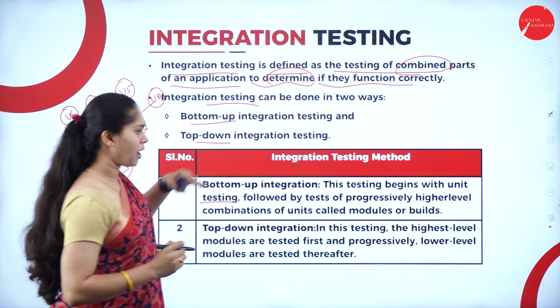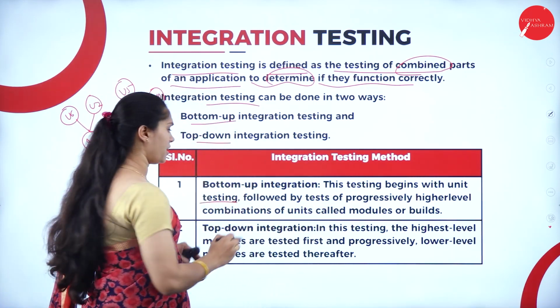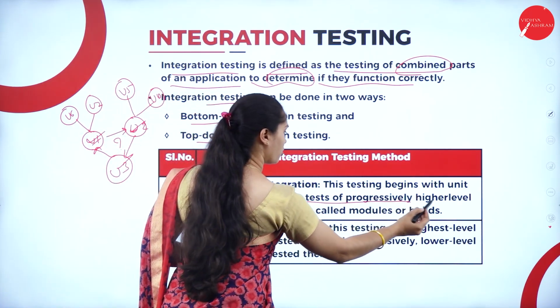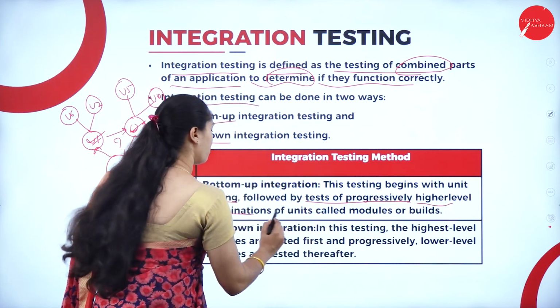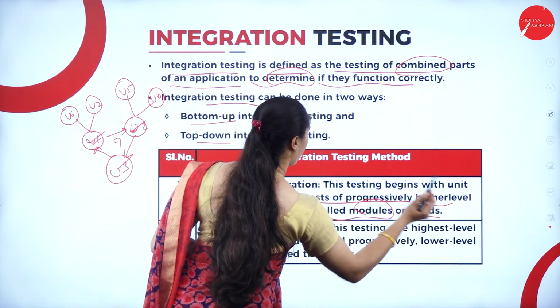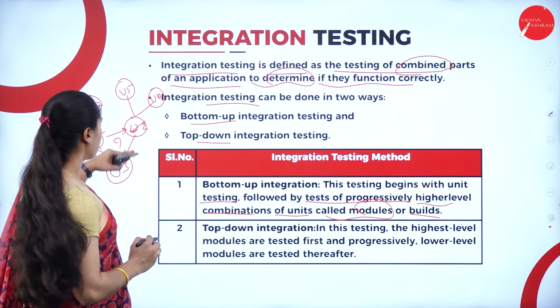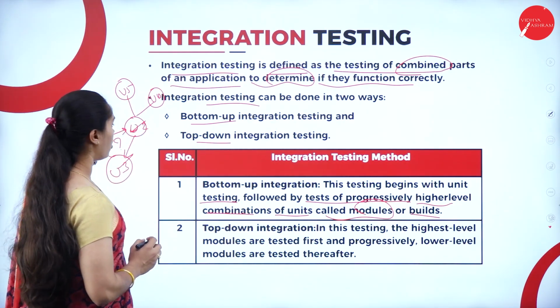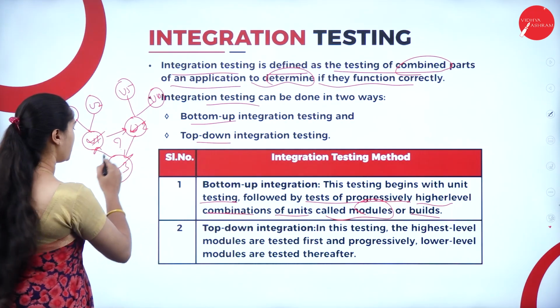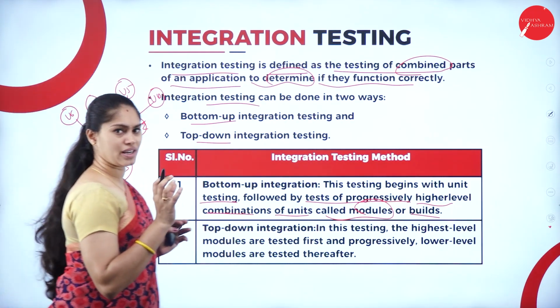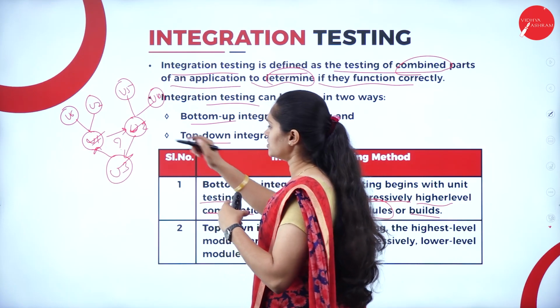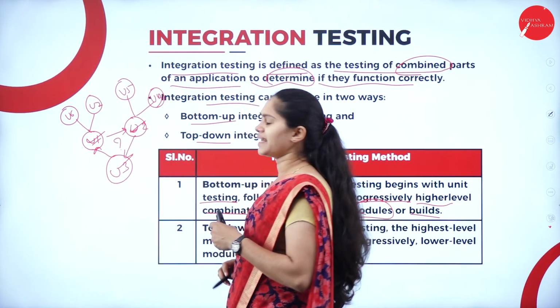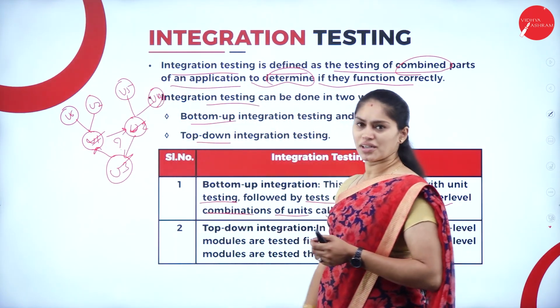So in the bottom-up approach, it begins with unit testing, followed by the testing of progressively higher levels of combinations of units, called modules or builds. So here I am going to call each level or each unit a module or build. First I need to start with a particular unit, then go to the higher level, and again to the higher level. That is the bottom-up approach.